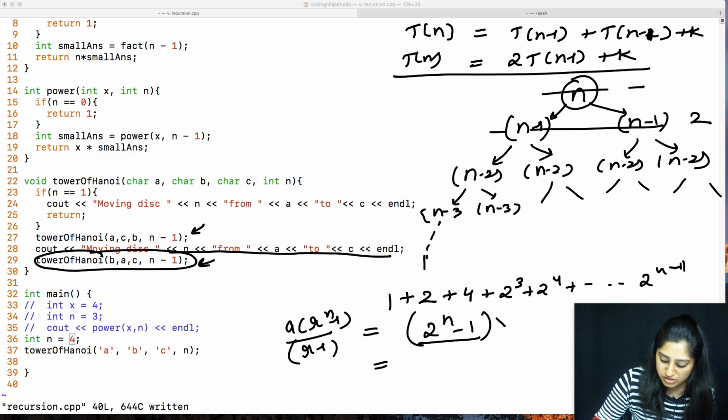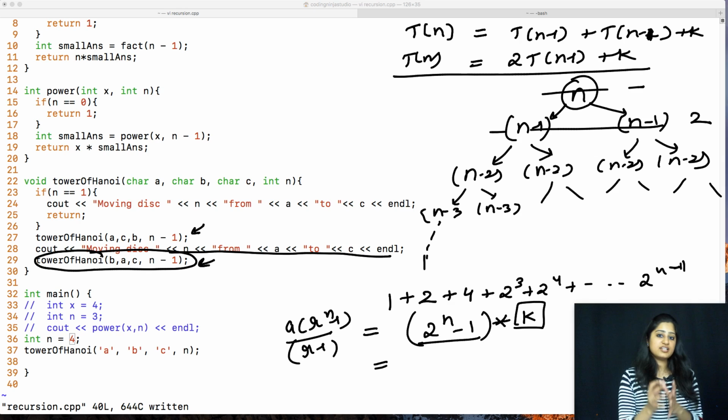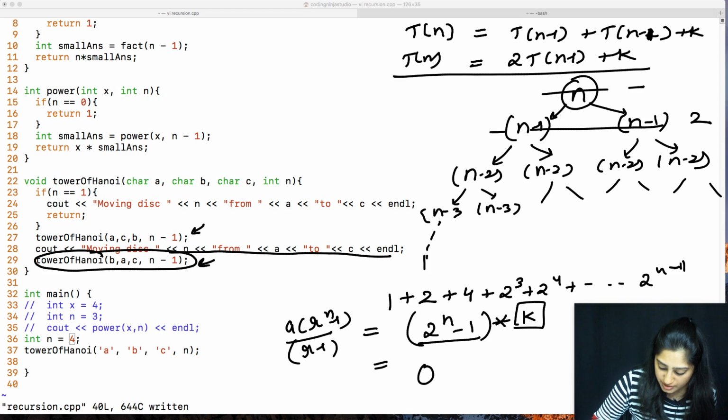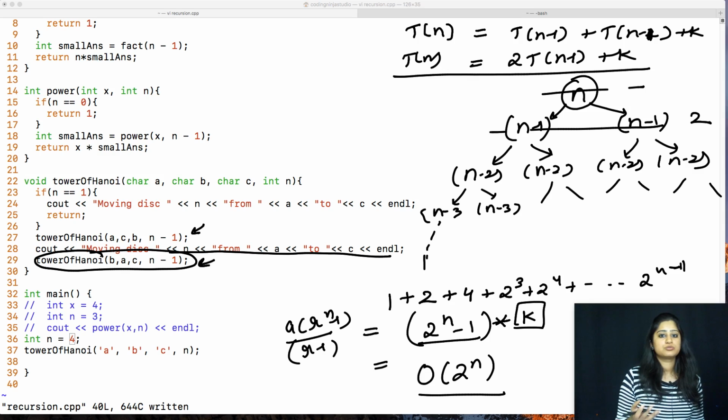If in every function call I assume that it takes some constant time k, then the total time taken by the algorithm to run is 2 to the power n minus 1 into k. So which means the complexity of this function is big O of 2 to the power n. So this is the time complexity of the Tower of Hanoi problem that we did.